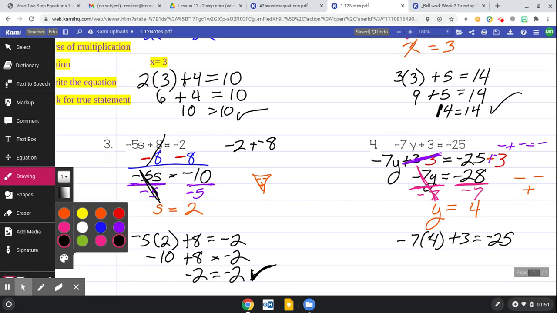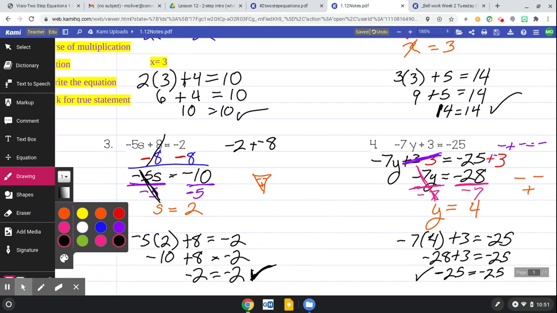Now, are we all perfect? Do we make mistakes? Oh, yeah, definitely. That's why we check our work. A negative 7 times a positive 4 is a negative 28. I owe you $28 and I gave you 3. Am I out of debt? No. How much more do I owe you? 25. Bada bing, bada boom.